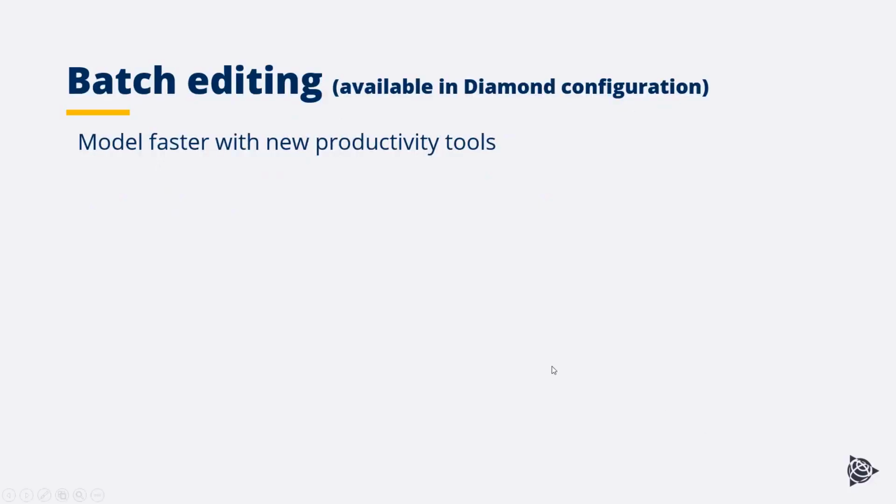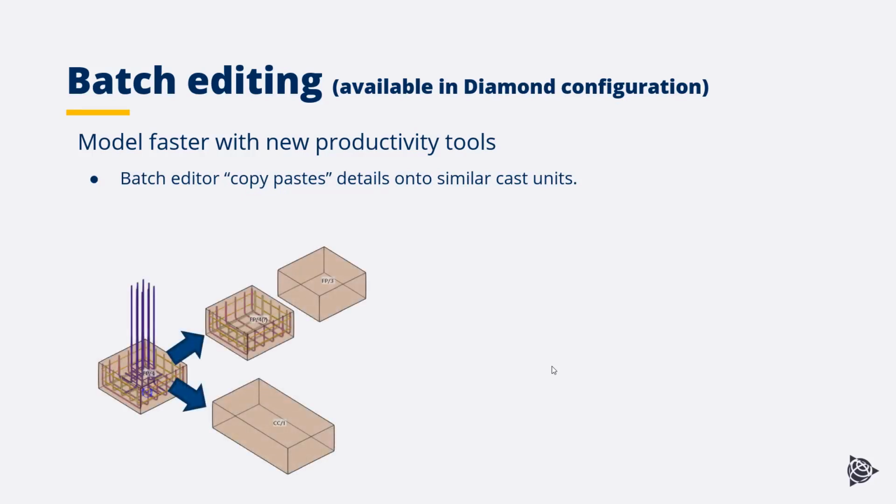The next feature, the batch editor, can mark a changing point in your productivity. The tool, kind of for a lack of a better term, finds and copy-pastes details from a source assembly or cast unit onto other ones. It does not matter if the target cast units have the same geometry, same numbering series, or if they are numbered at all. The tool will copy and adapt details such as rebar, components, embeds onto those targets with a couple of clicks.